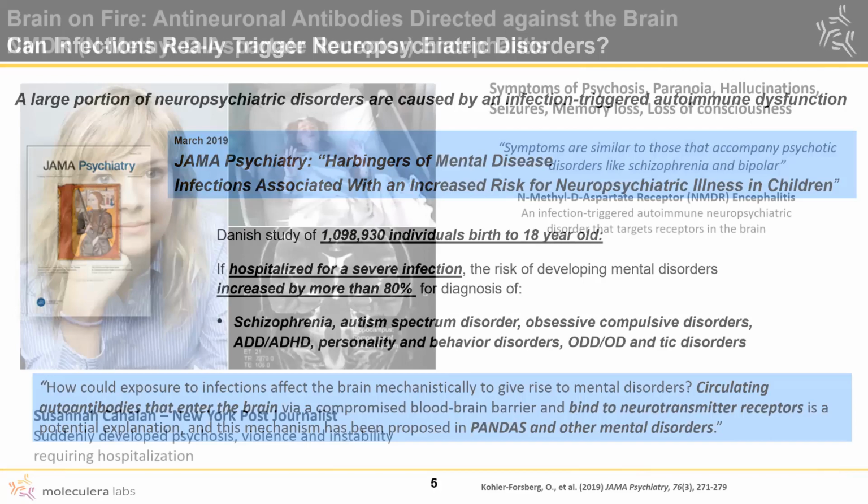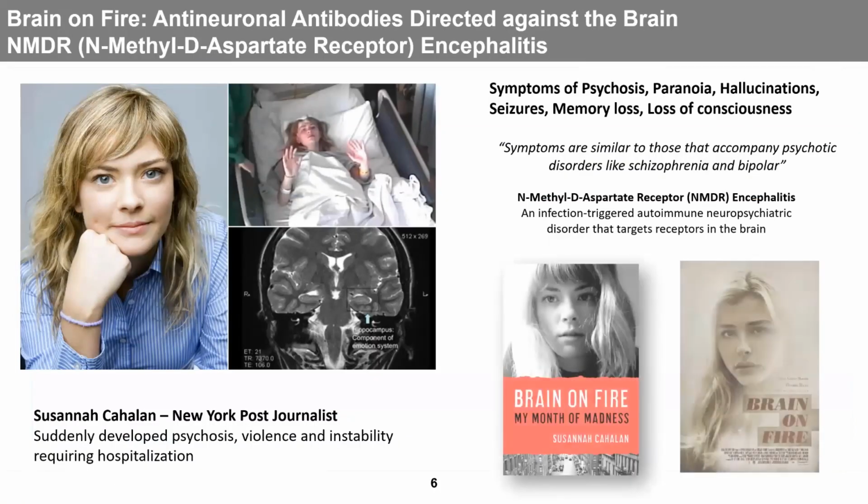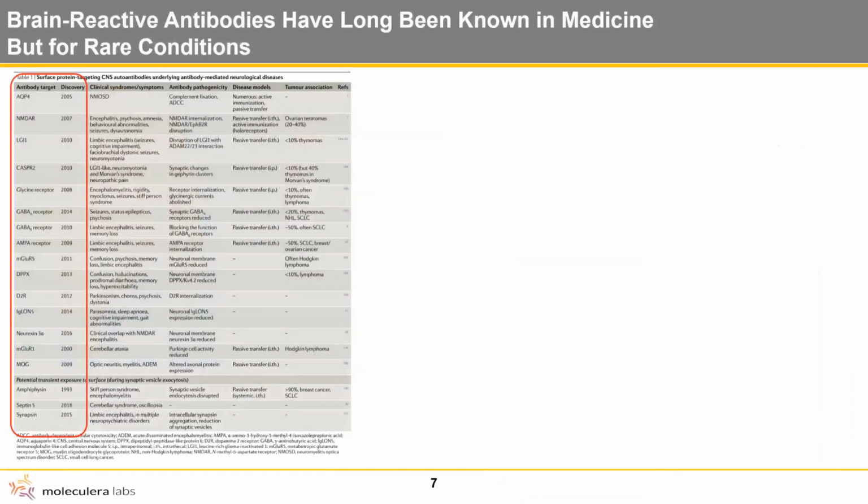So Brain on Fire, which some of you may have seen, Hollywood has produced a movie. Susannah Cahalan has written a book, which is a story about her life, which started with this infection and then sudden onset of symptoms that resulted in the potential diagnosis of schizophrenia and bipolar. She was hospitalized, with symptoms of psychosis, paranoia, hallucinations, and an astute physician identified that she was suffering from an infection-triggered autoimmune neuropsychiatric disorder. In this case, it's called NMDA receptor encephalitis.